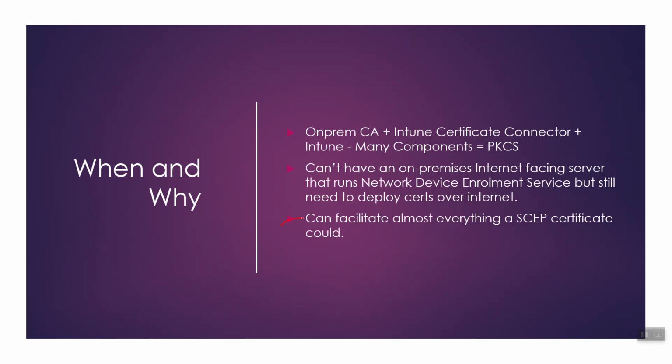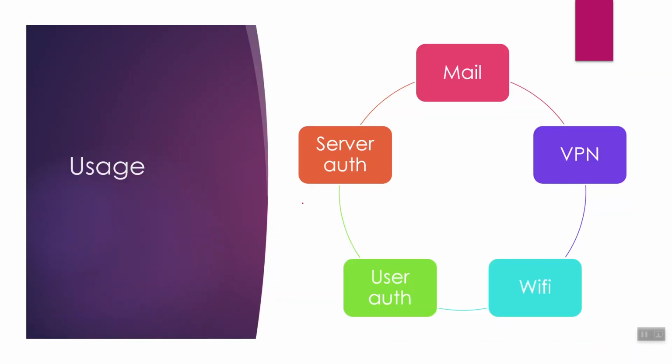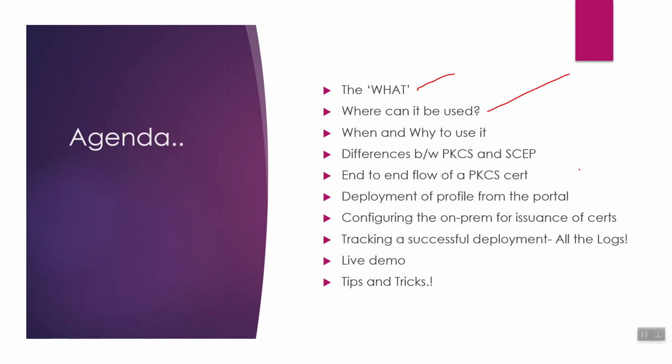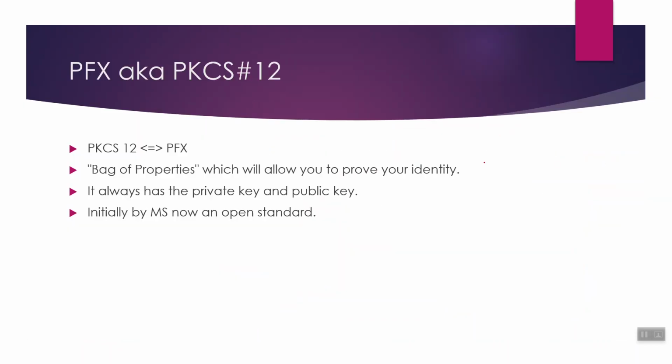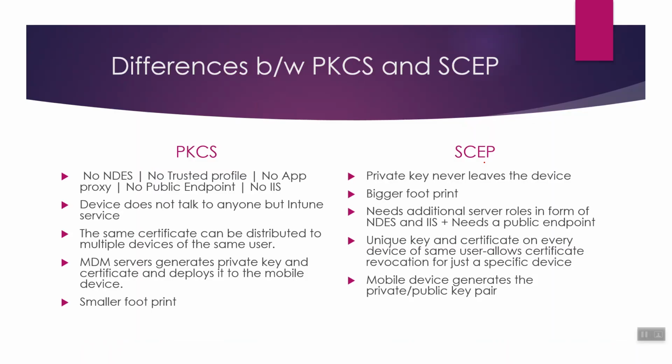The PKCS deployment can deploy almost everything that we need to via a SCEP deployment, so it can help us achieve almost everything. There are some differences which we'll talk about later. So now let's talk about the difference between PKCS and SCEP. One difference we have established until now is that in case of SCEP, we need an added server called an NDES server, onto which we have to install an added role from the server manager called the NDES role, and that server needs to have visibility to the internet as well as the intranet. Now let's talk about the other differences between SCEP and PKCS.